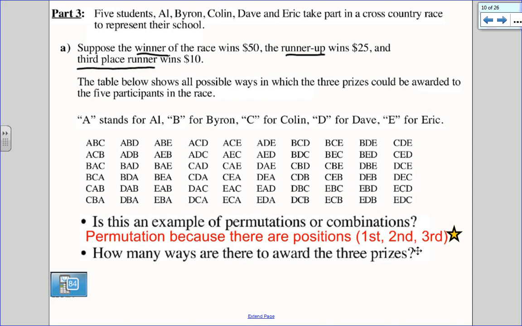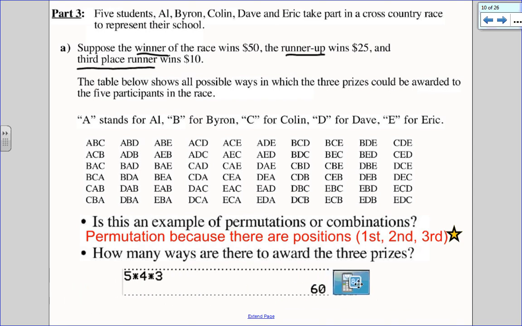So you can see we've listed them all out there, so you could just count them, or you could put this into your calculator. So using the fundamental counting principle, there are 5 choices for first place, 4 choices for second, 3 choices for third place. Or you could look at the permutations, that's why I'm using a P, of 5 people taken 3 at a time. So either one of those would be correct and it would give you 60. And you can see them all listed out there.